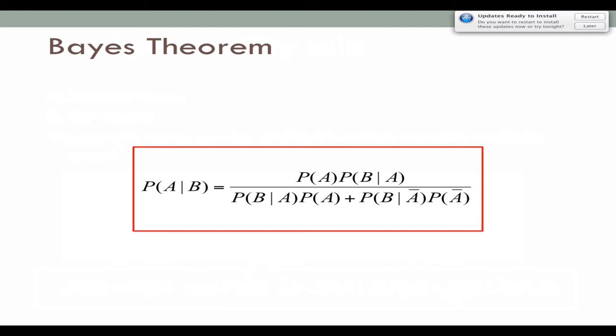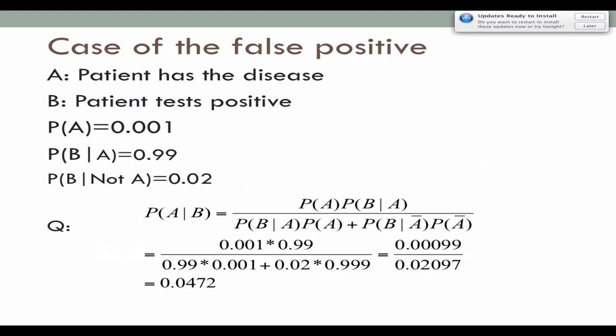By plugging this formula back into that conditional formula, we have the probability of A given B equals this. This is what we call the Bayesian theorem. Is that okay for the Bayesian theorem? Next, we're going to use this theorem to calculate the probability. The probability of A given B, what's our question? Given the patient tests positive, what's the probability this patient has the disease? Using the Bayesian rule, following the formula, with the given information, we can calculate this probability equals 0.0547, about 5%.